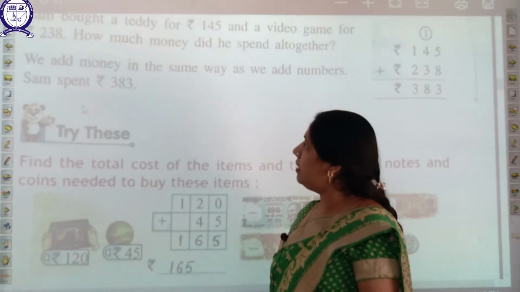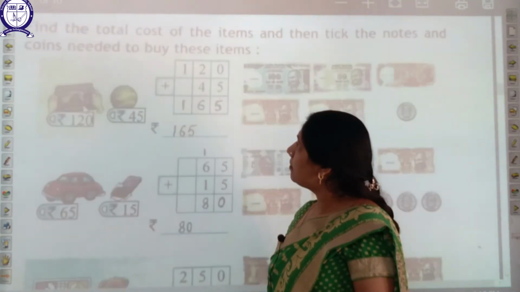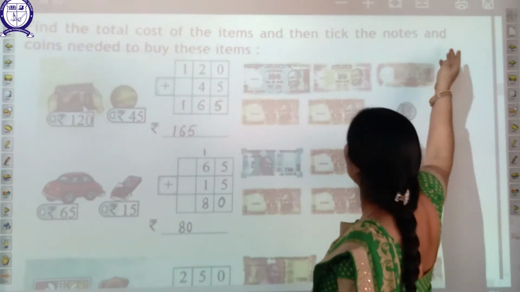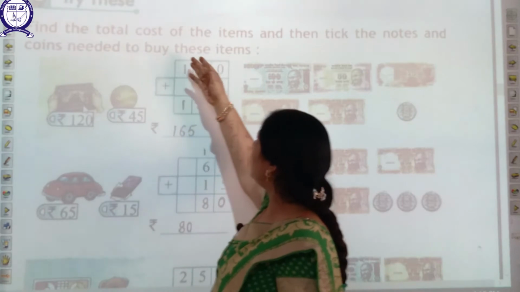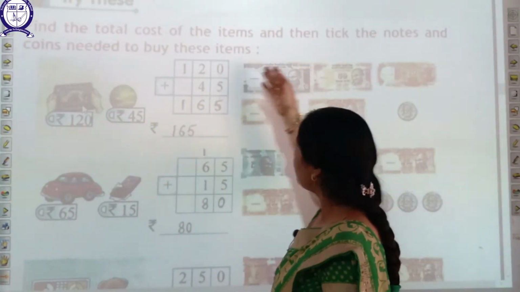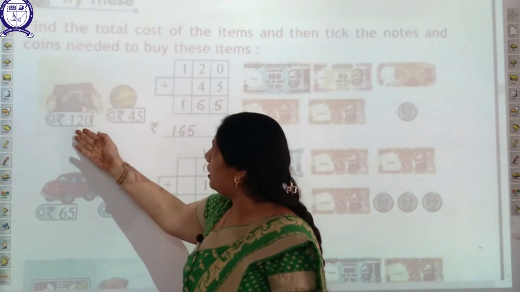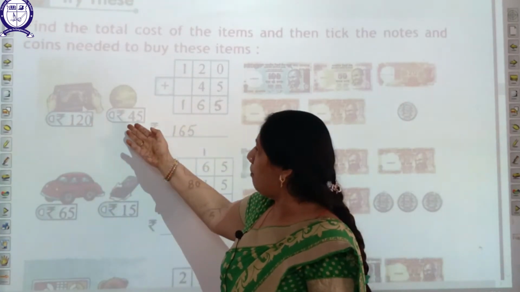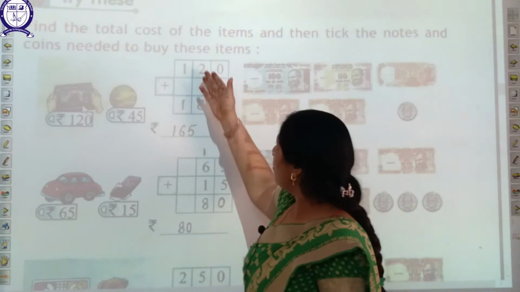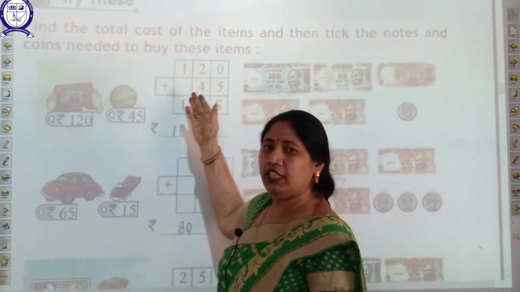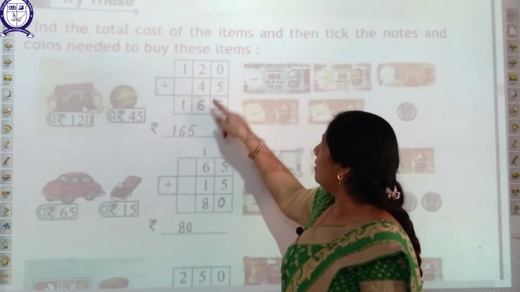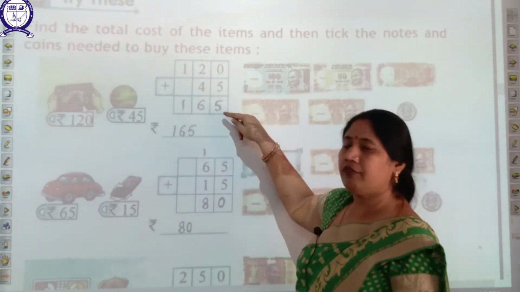Addition of money. Find the total cost of the items and then tick the notes and coins needed to buy these items. So we have given 120. The video game's cost is 120 and the ball's cost is 45. So we have to add both these numbers. 120 plus 45, 0 plus 5, 5.